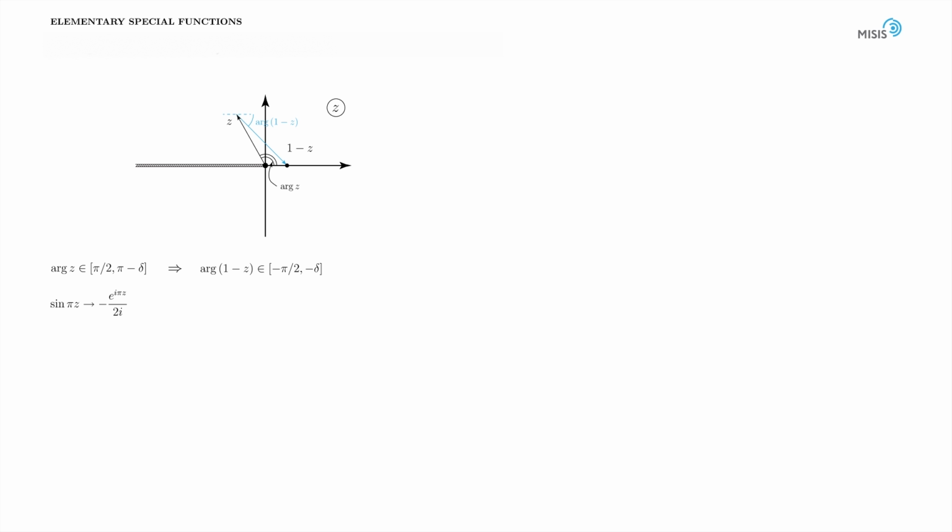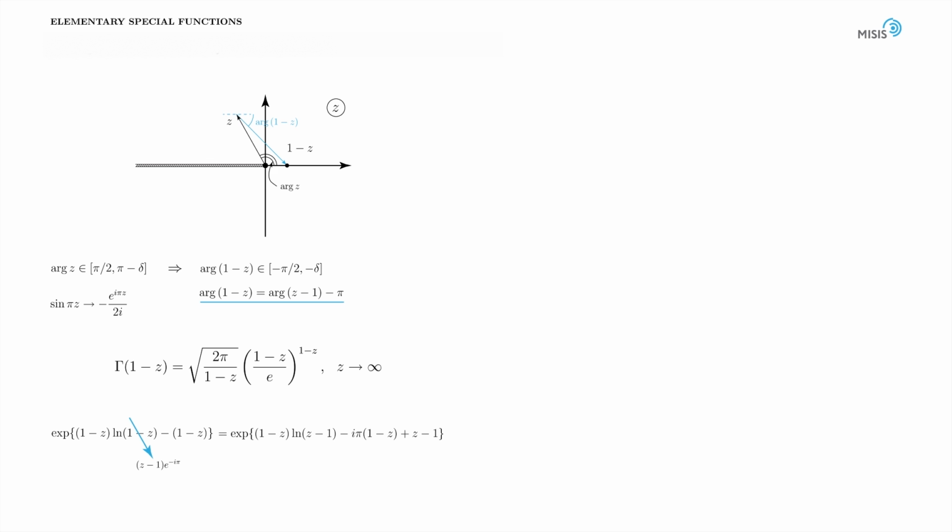We will also need the relation between the argument of 1 minus z and z minus 1. Clearly, they differ by pi or by minus pi. Which one to choose? The branch cut fixes the choice. The correct choice is minus pi, like that. So let's write down our Stirling formula for gamma function of 1 minus z. And now we work with the exponential. First, we rewrite it with logs. We'd like to Taylor expand it. It's easier therefore to change 1 minus z to z minus 1 using the relation between their arguments. So we get the following expression to work with.